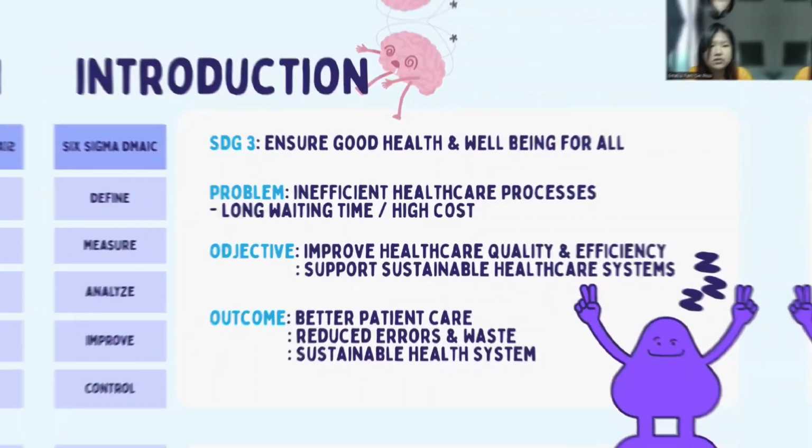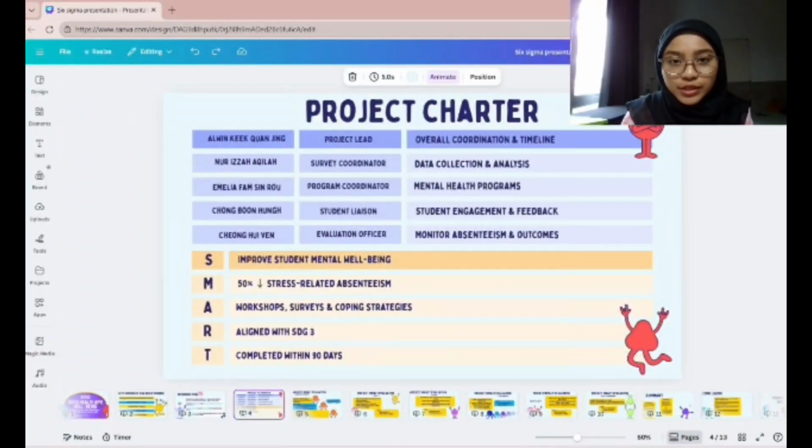Thank you. First, let me explain our SMART goals. Our specific goal is to enhance students' mental well-being by addressing stress, burnout, and overall life satisfaction. In terms of measurable outcomes, we aim to reduce stress-related absenteeism by up to 50%, while also improving students' mental health and well-being scores through surveys and evaluations.